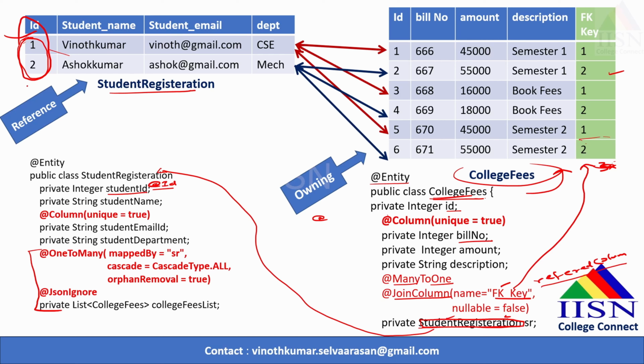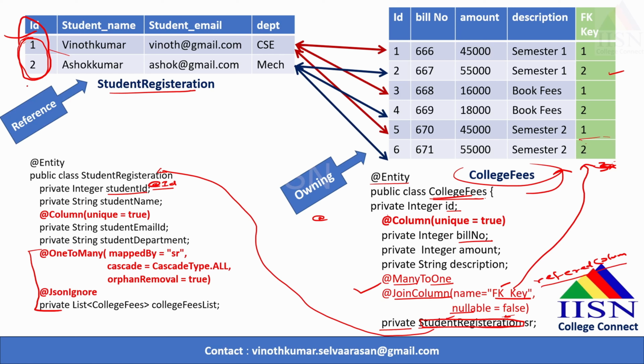Likewise, why are we giving nullable equal to false here? It is not going to hold null values, because it needs to hold the referenced values. That is the purpose of giving false here. That should be followed by the relationship entity, that is the student registration table, and that table name we need to give here. Okay, so now I hope you understand this child entity.